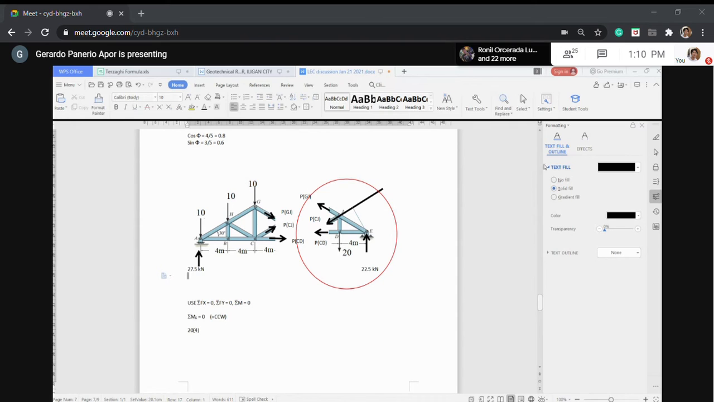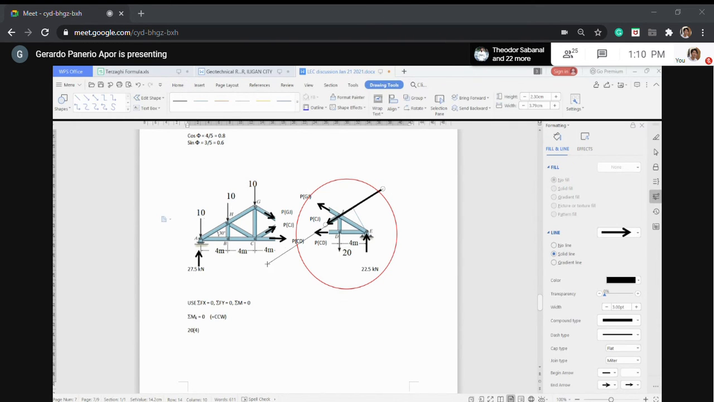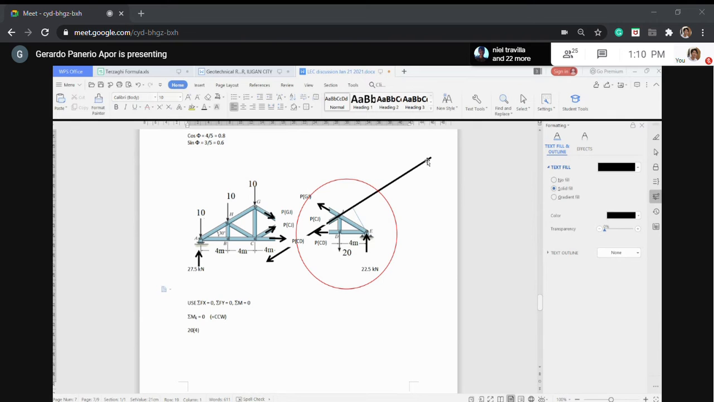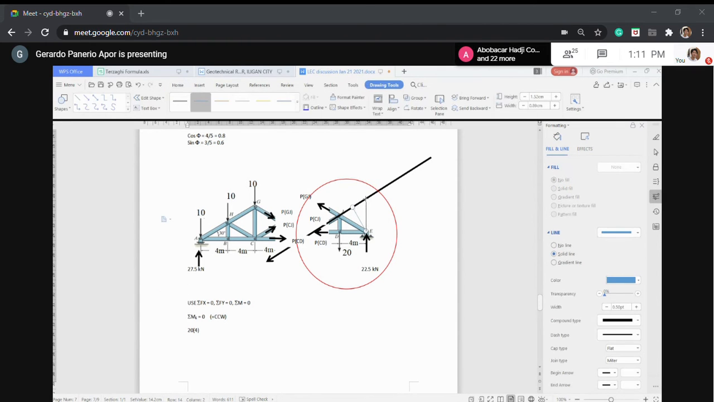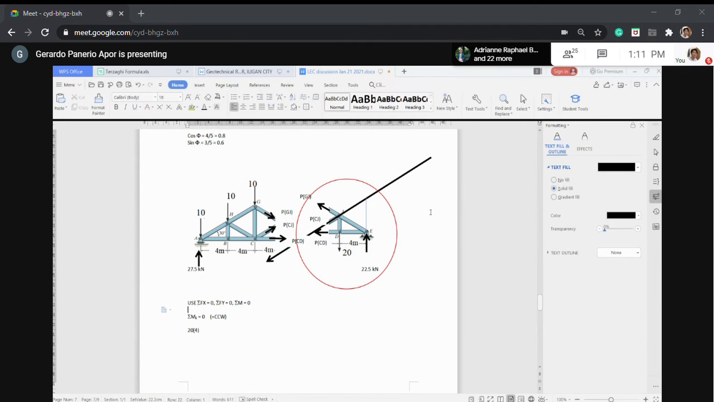Because this is the line of action of CG. It's very long actually. It can extend somewhere there, somewhere there. But no matter how long it is, it does not pass through A. It has a moment arm, so you need to determine this. So one way to do that is to have it broken somewhere here, somewhere there.